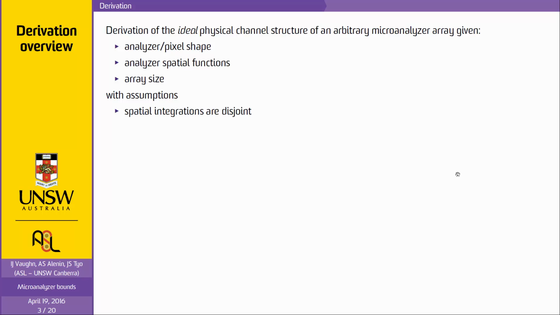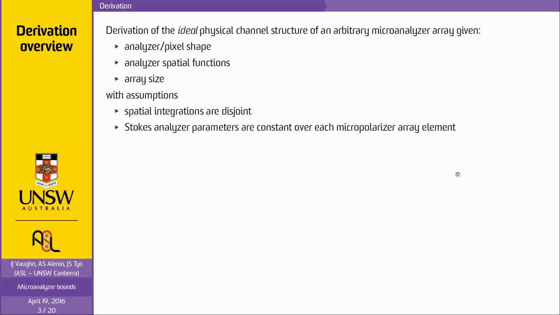We have to make some assumptions, and we have some parameters that the array has. This is a two-dimensional array. It's going to be an ideal physical channel structure, and we are given a pixel shape, and the pixel shape is the same for each pixel. The analyzer functions for the polarimetric part of the array are assumed to vary only over space. Then we have some array size, and we have to assume that when we do the spatial detector integration, the pixels are disjoint.